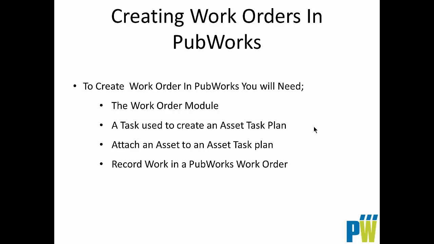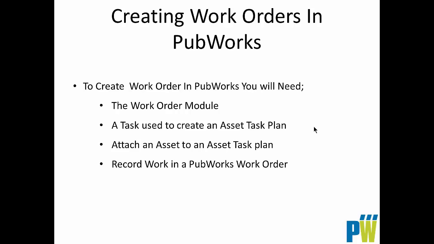Now, to create a work order, there's a few things you have to understand. We have to create an asset task plan. The asset task plans are built upon the tasks that are currently in the system. So for example, I have a task called mowing in the system that I use for daily and crew activities. Well, having that task, I can use that task to create an asset task plan called mowing for a particular type of asset, such as parks.